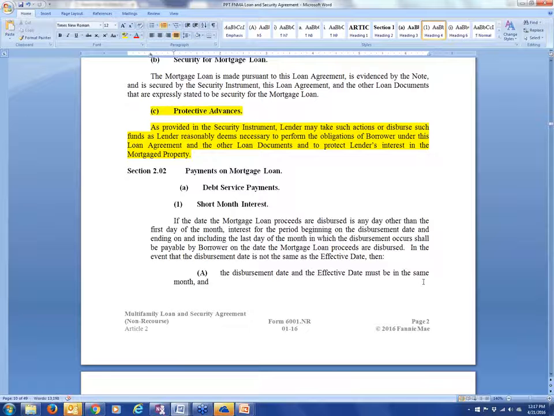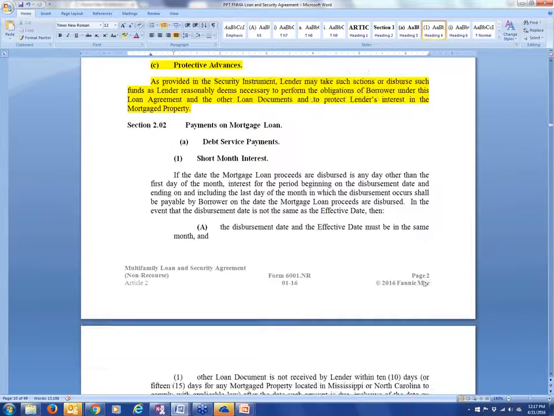Or if there's a foreclosure, or the taxing jurisdiction is foreclosing on you because you can't pay the taxes, they will issue a protective advance and then take the property. Okay? So understand, protective advances are there to protect the lender, not to protect you. If you ever find yourself in that situation, I'm telling you, folks, just drop the keys on the bank's desk and wish them all the best, and be thankful that you've done everything right, including taking a non-recourse loan. Okay? So that's what protective advances mean.